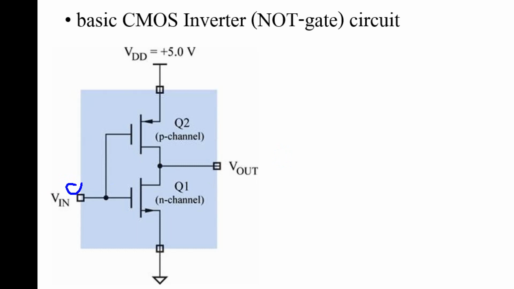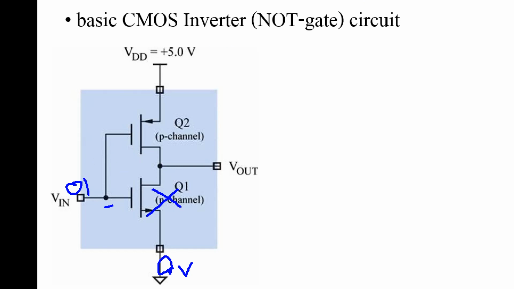If you apply 0, what happened? For this one, 0, also 0, same voltage potential. So the channel will not be induced or generated. That means this transistor is still in an open circuit condition.